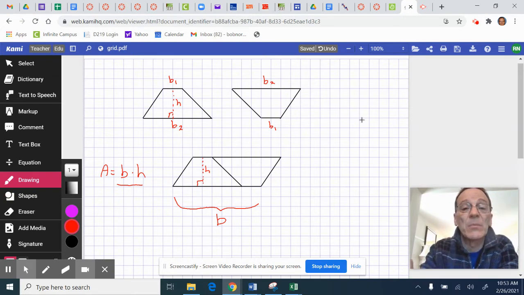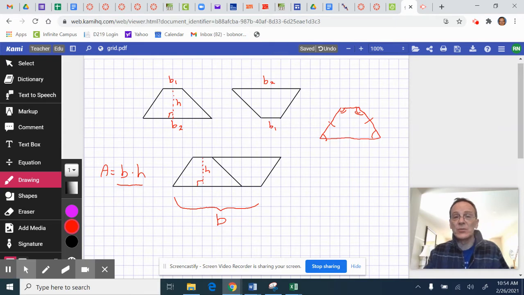Now, probably most of you, when you think of the idea of a trapezoid, think of an isosceles trapezoid, where the side lengths are congruent to each other, like this, and the angles are congruent down here, and the angles are congruent up there, okay? That certainly is a trapezoid, but that's a special case of a trapezoid.